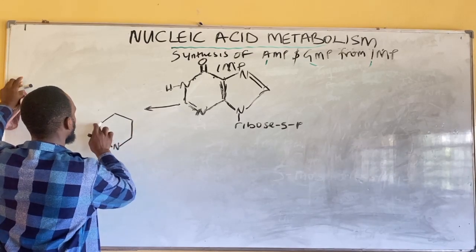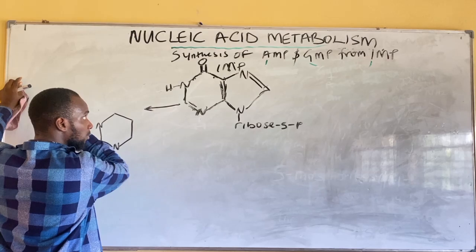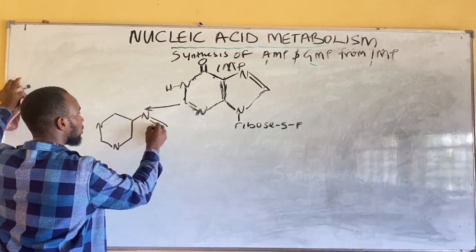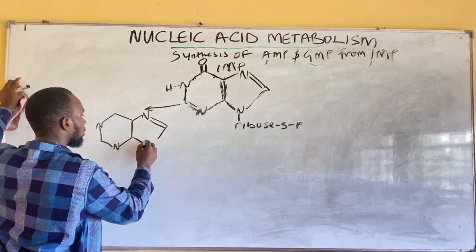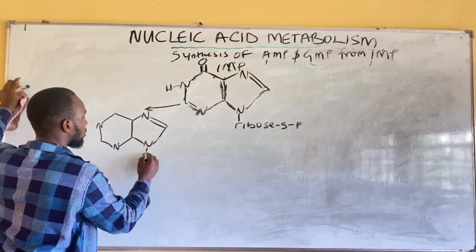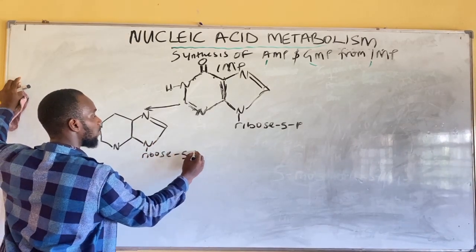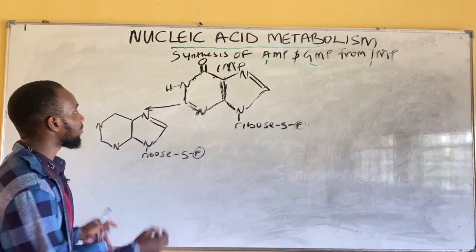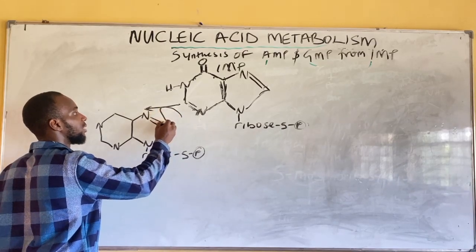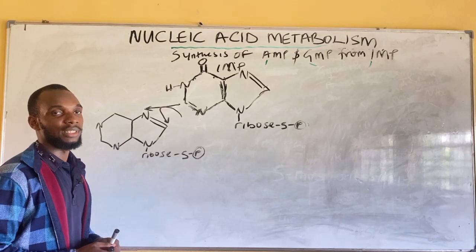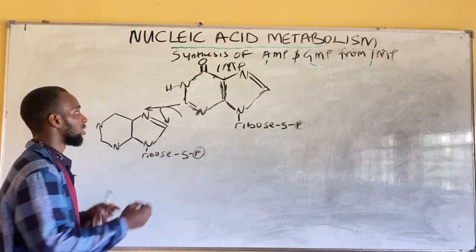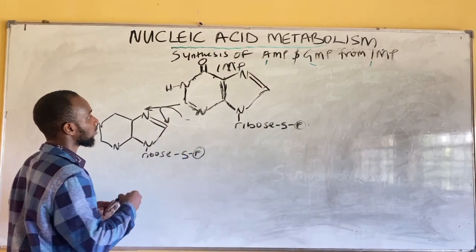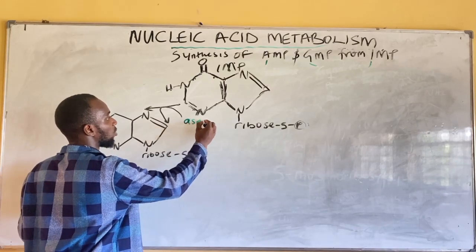A nitrogen here, a nitrogen here. So actually, aspartate will come in here. This is ribose 5-phosphate. Aspartate is an amino acid. It is coming in to donate its amino group. So this right here is aspartate, and it will come in here.